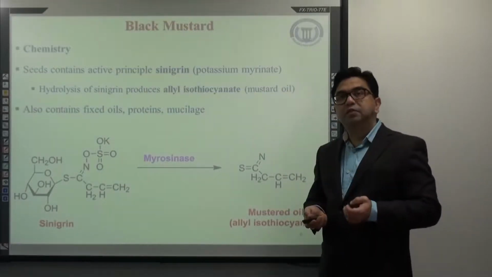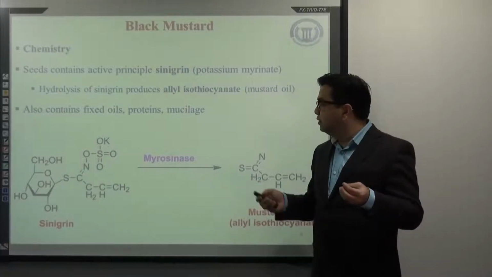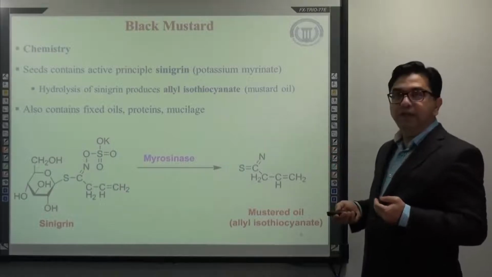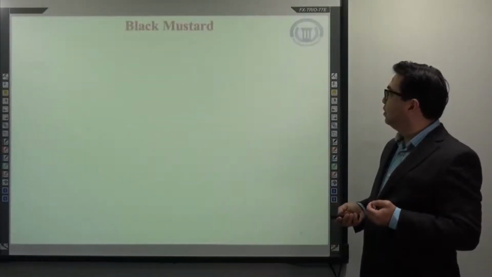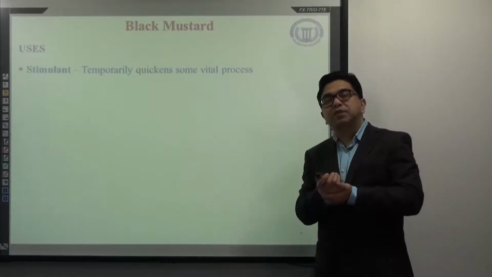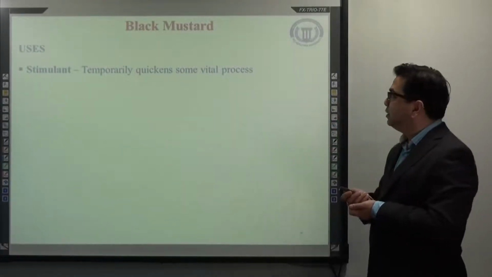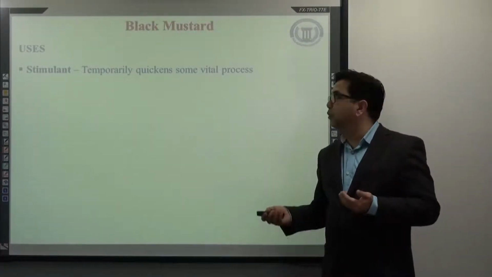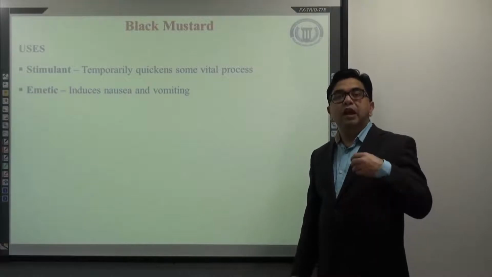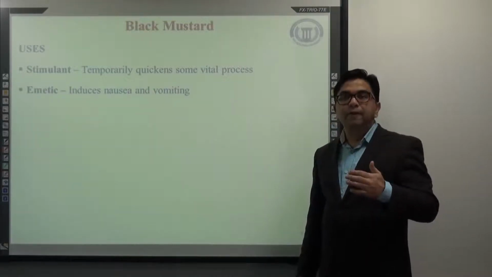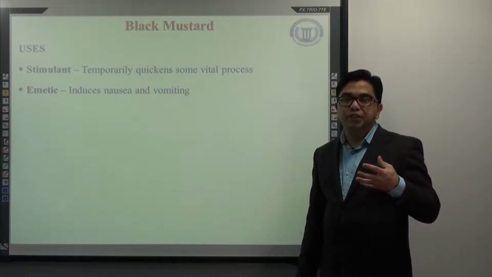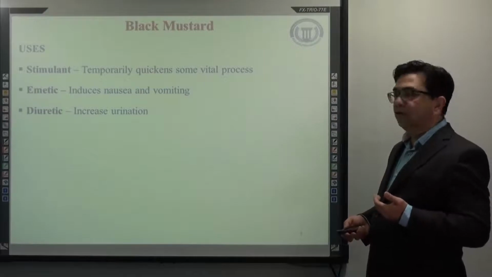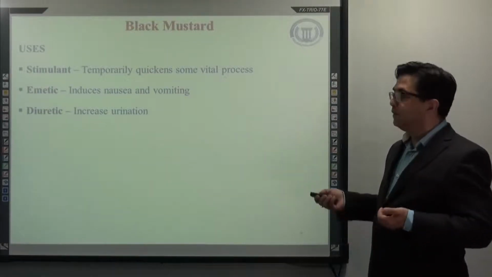It also contains, that means the black mustard seed, other than sinigrin, various fixed oils, proteins, as well as mucilage. Regarding the uses, the black mustard seeds are mainly used as stimulant, which temporarily quickens various vital processes of the human body. It is also used as emetic in excess quantity, to get rid of any poisoning of the GI tract. And it is also found to be useful as a diuretic, which increases the urination.